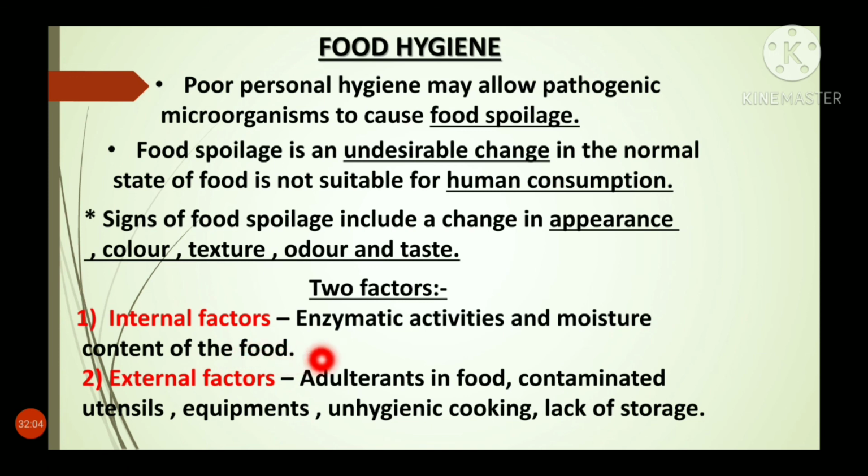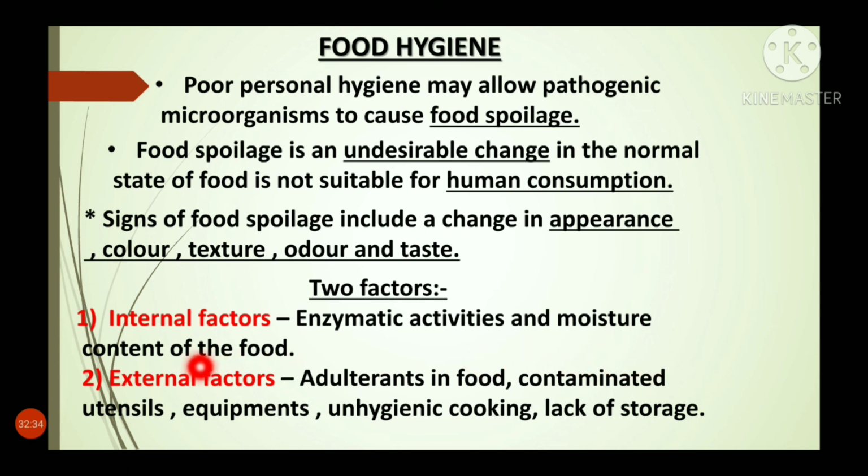External factors include adulterants in food. Adulterants in food means mixing wrong food items into food items, like water mixed in milk. Another type of adulteration is adding very small stones to rice grains. So these are adulterants in food, which are not good for health.